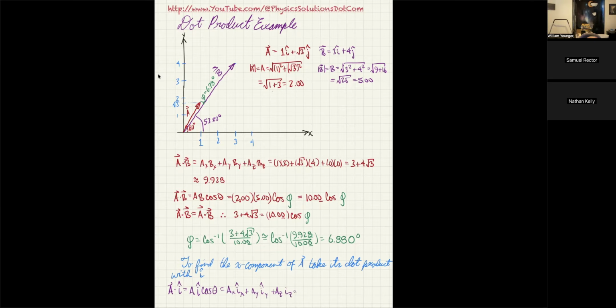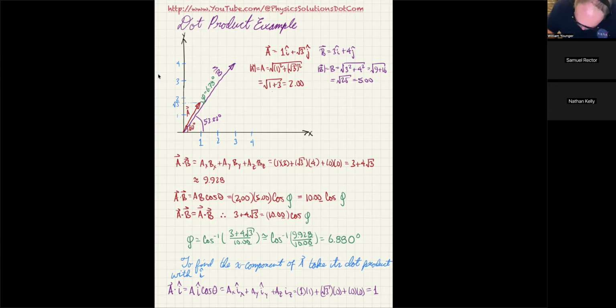But when you do that, you see that the x component of A is in fact just 1, and the x component of i hat is just 1. The y component of A is the square root of 3. The y component of i hat is 0, and the z components of both are 0. So you end up just getting 1, which is exactly the x component. Sorry about that.